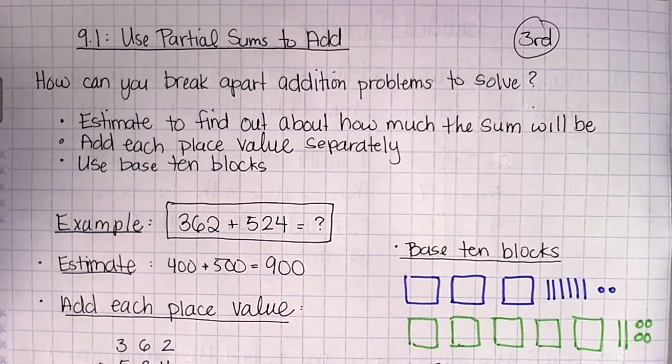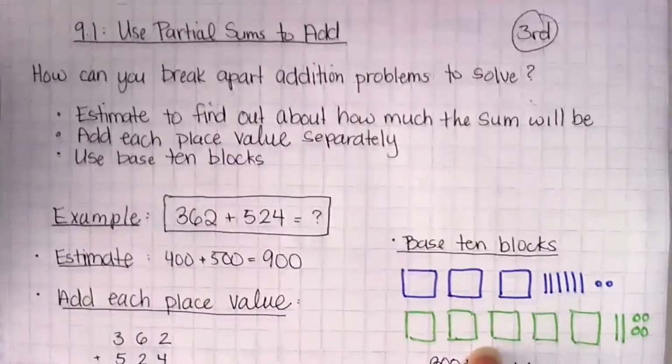Another thing you can do is add each place value separately, like we just saw in the short video, or you can use base 10 blocks to help you see it more easily. The example I gave you here is 362 plus 524. The first thing I want to do is estimate. I rounded to the nearest hundred: 362 rounded to 400, 524 rounded down to 500, and 400 plus 500 gave me about 900. So I know my answer is going to be close to 900, but not exactly.